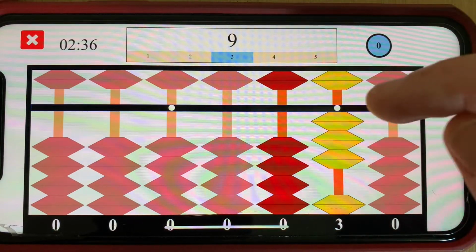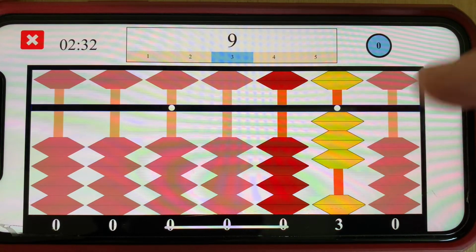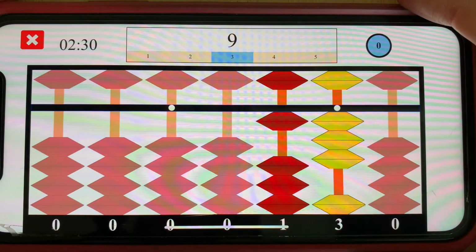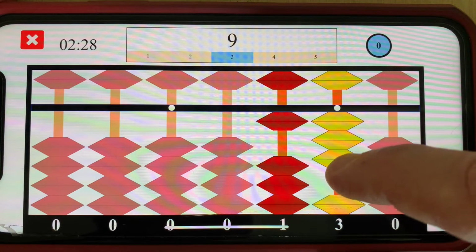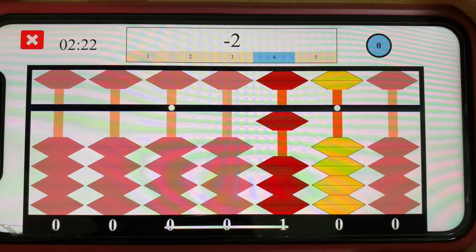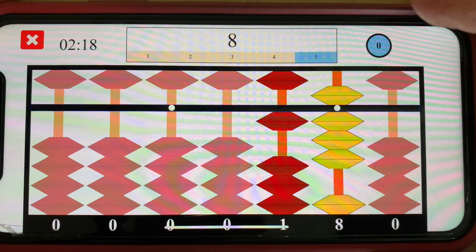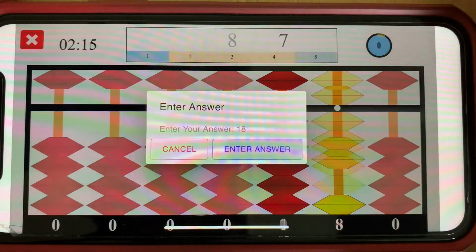Now we're going to add 9. Well, I don't have enough beads on my target rod, so that's a 10 pair. Add 1 to the next rod left and subtract 9's 10 pair, 1. Then we're going to subtract 2. And finally, we'll add 8 for a final answer of 18.